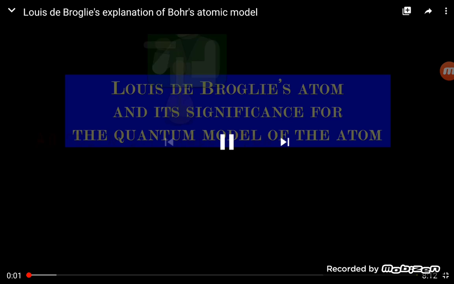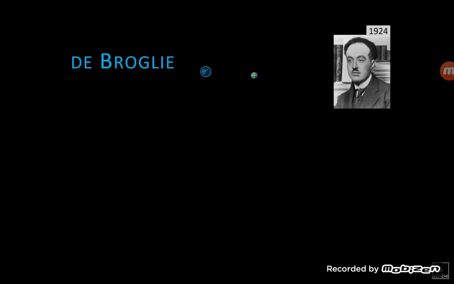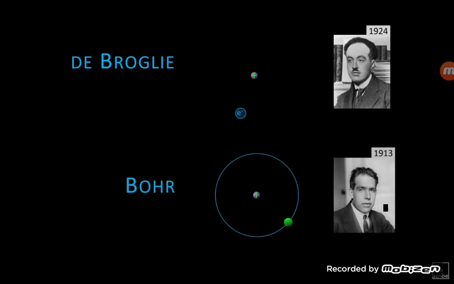Hi, this is Annika. Today we are going to take a look at de Broglie's atom and its significance for the quantum model of the atom. Louis de Broglie's model of electron behavior of 1924 was a critical step towards Schrödinger's quantum mechanical model of the atom of 1926. De Broglie developed a model that was able to explain the quantum behavior of the electron that Niels Bohr described in 1913 in a remarkable application of the light quanta of Planck and Einstein several years earlier.